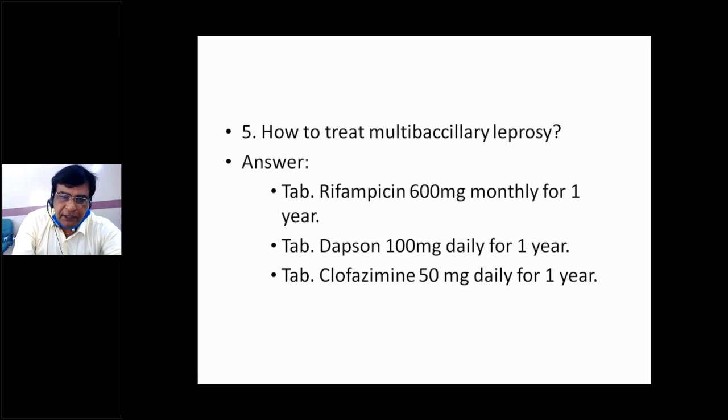How will you treat multibacillary leprosy? Multibacillary leprosy is lepromatous leprosy, and it is treated by 3 drugs. One is rifampicin, given 600 mg monthly for 1 year, and dapsone 100 mg daily for 1 year, and clofazimine 50 mg daily for 1 year.